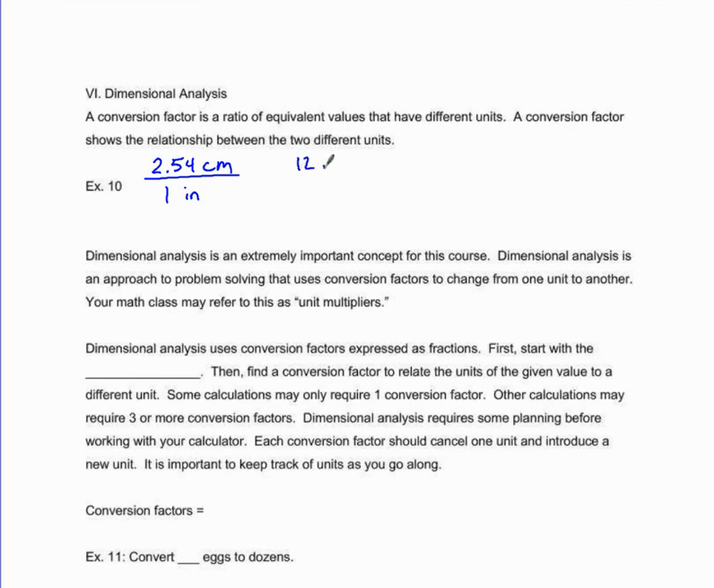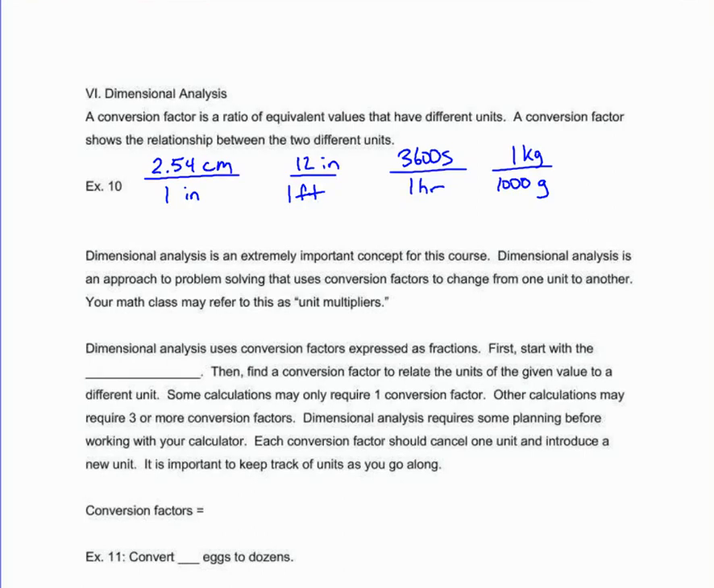Could be 12 inches in 1 foot, 3,600 seconds in 1 hour. And we could go on and on with these. 1 kilogram is 1,000 grams.